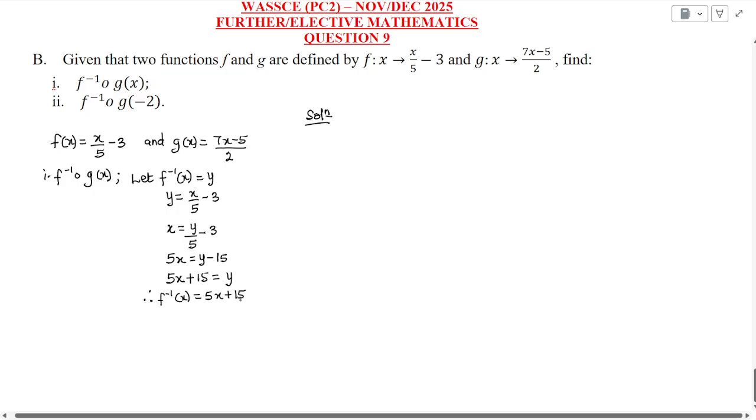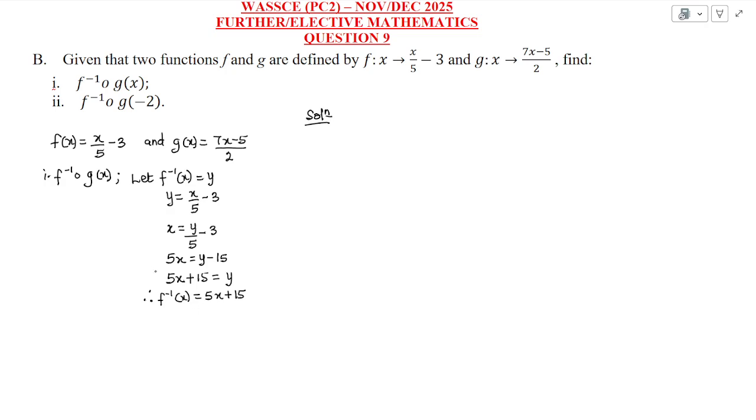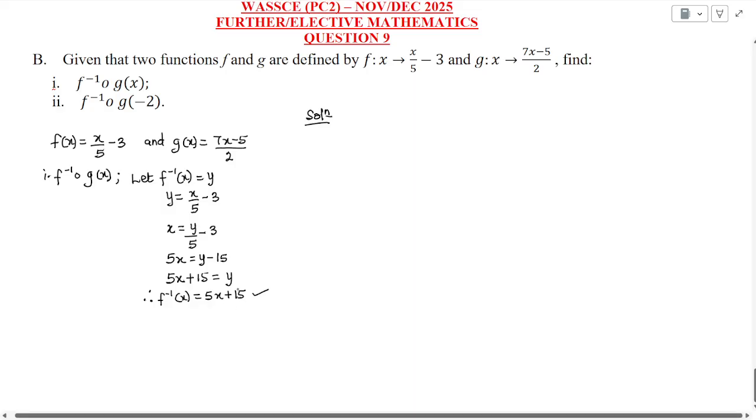But that is not the solution to the question which has been given. They're saying that this time round we are going to have f inverse of the function of g, meaning wherever we see x in the function here, we are going to substitute the function of g into it. Okay, so f inverse of g of x gives us 5, then we substitute the function of g wherever we see x. Okay, so this gives us 5 times 7x minus 5, all divided by 2, then plus 15.